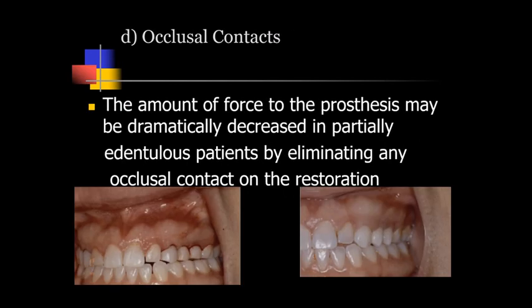Now, next is the occlusal contact, which is the final factor in decreasing the force. So here the amount of force to the prosthesis can be dramatically decreased in a partially edentulous patient by eliminating any occlusal contact on the restoration. So as you can see in this picture, the first picture, that's a partially edentulous patient with an immediately loaded transitional restoration, splinting implants in the canine to the second premolar region. So here there is no occlusal contact that is provided, whereas this is the final 3-unit restoration after 4 months of initial healing, and here it has got full occlusal contact. So if you don't give occlusal contact in the initial phase, the amount of force is dramatically decreased and occlusal contacts can be given in the final restoration.